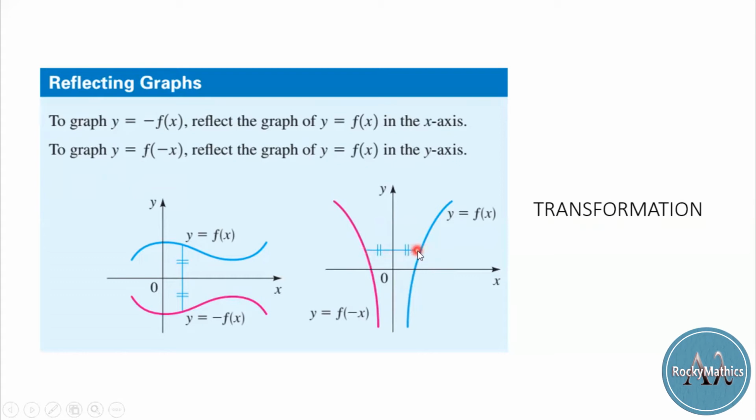Take note that the pink one is the reflection of the blue one. From this point to the y-axis, the distance is equal to the distance from this point to this point, since the pink graph is just a mirror of this graph, or this graph is just a mirror of that graph. So that is reflecting graphs.